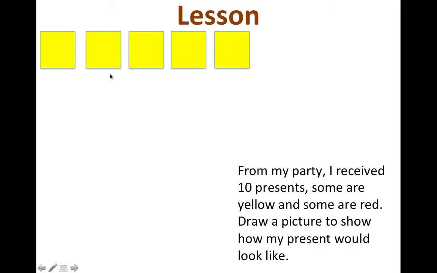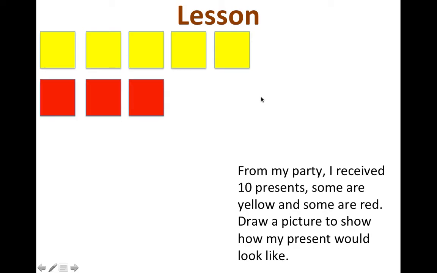How many yellow presents do I have? I have 1, 2, 3, 4, 5. I have 5 yellow presents. Now I have some red presents. So it looks like I have the same number. I have 1, 2, 3, 4, 5. I have 5 yellow presents and 5 red presents.